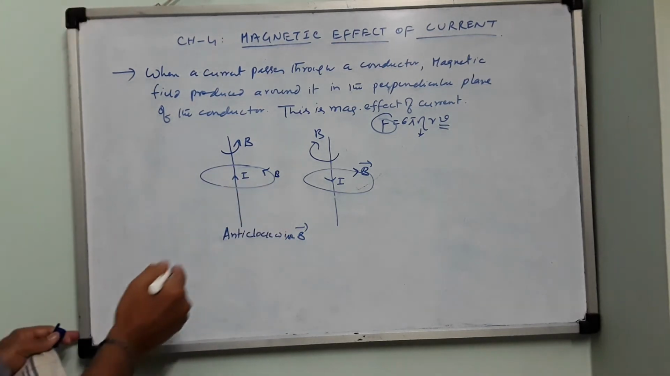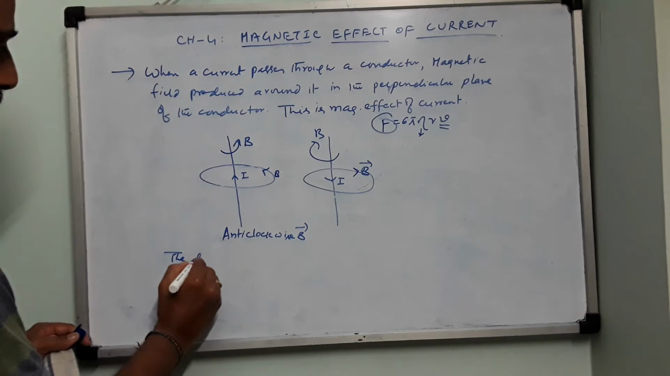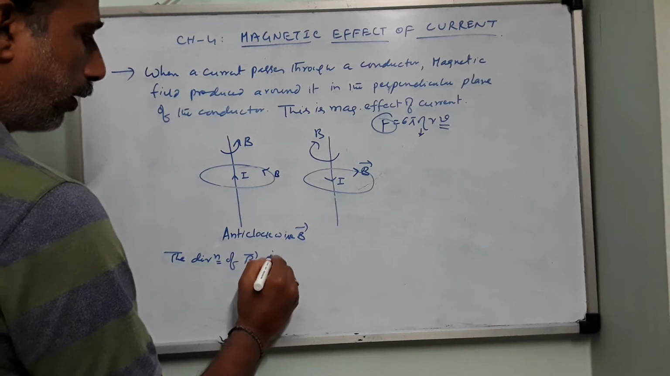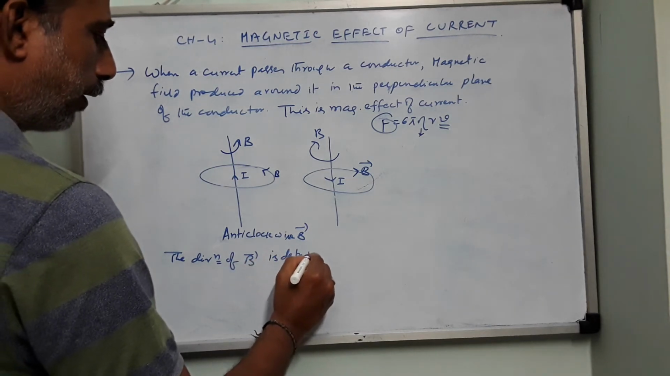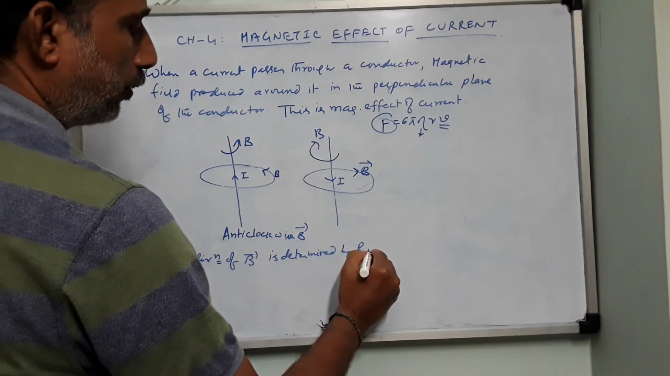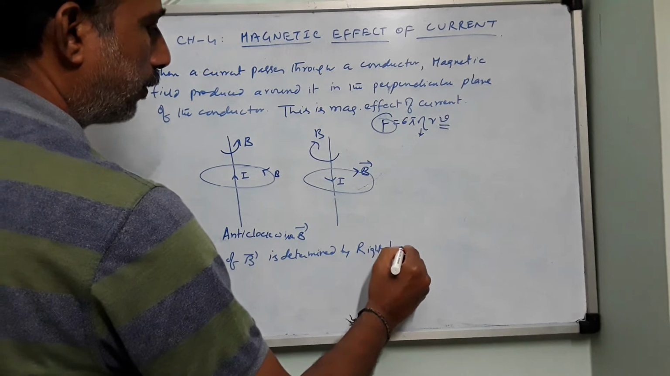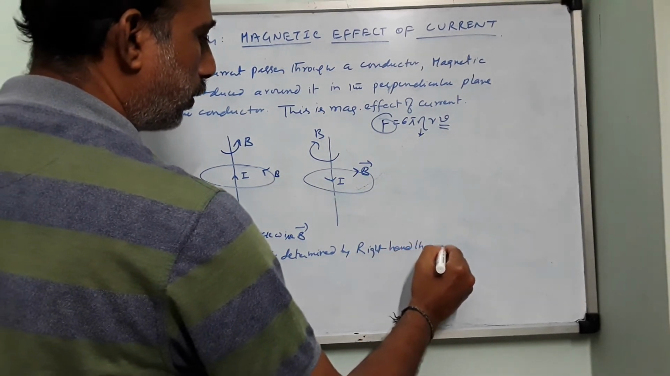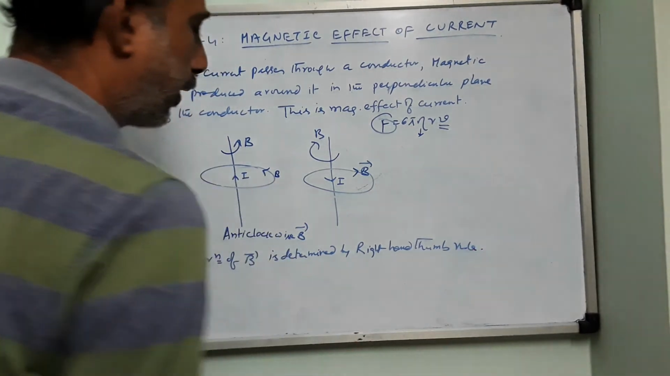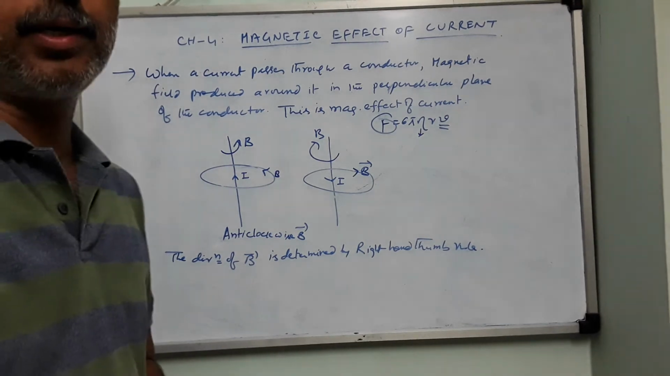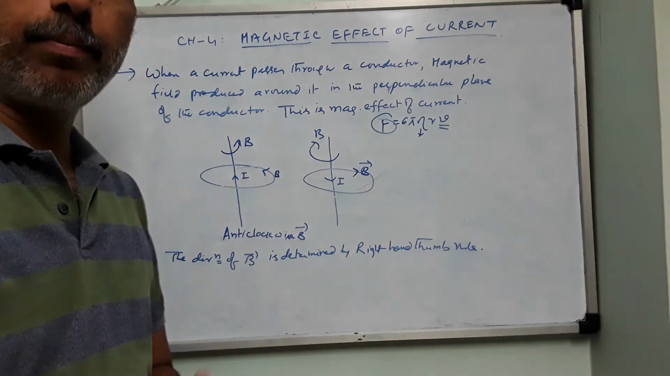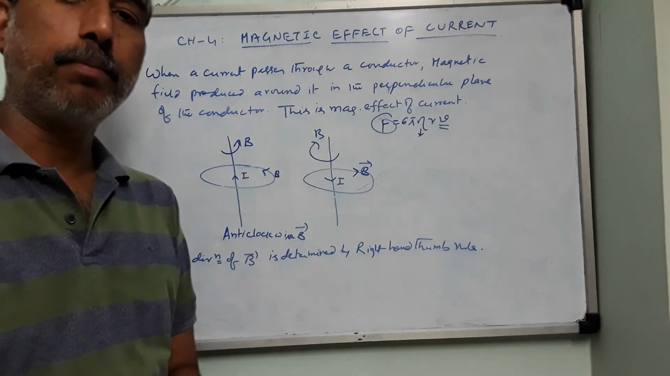Fine. Now the direction of B, I am writing magnetic field means B, is determined by the right hand thumb rule. So what is the rule? You have already studied this rule in class 10th, so I am not writing it again. Hold the current carrying conductor in the right hand such that the thumb shows the direction of current. Then the curling of the remaining fingers will show the direction of the magnetic field.